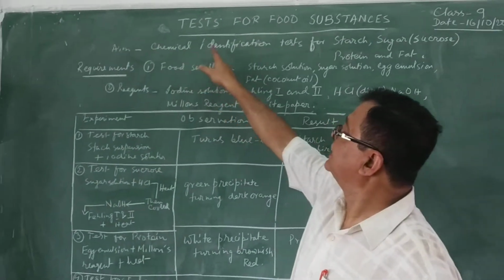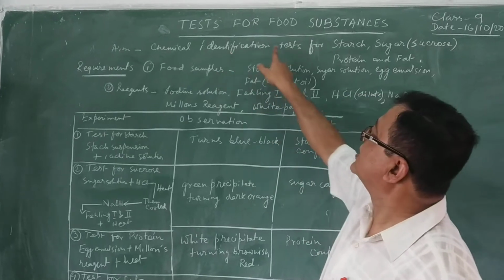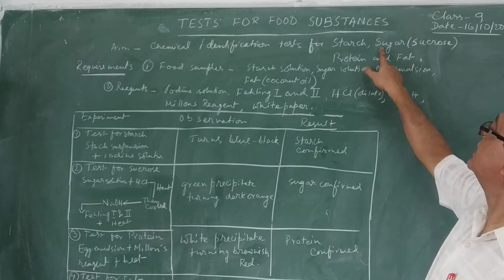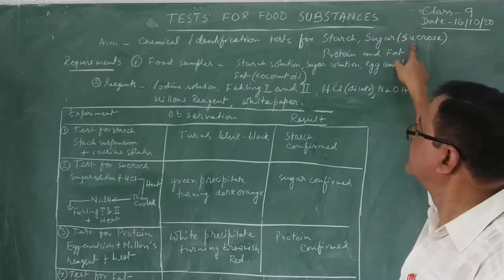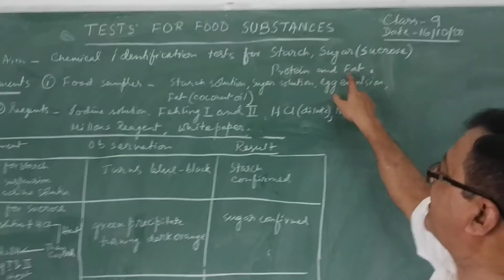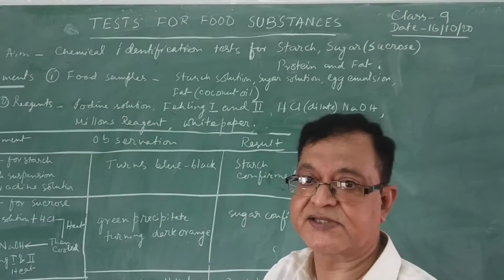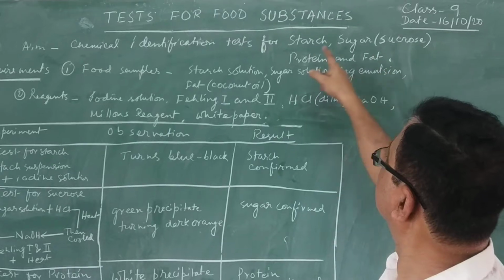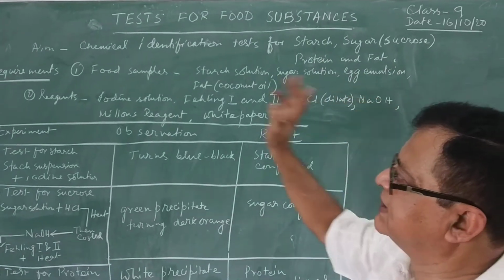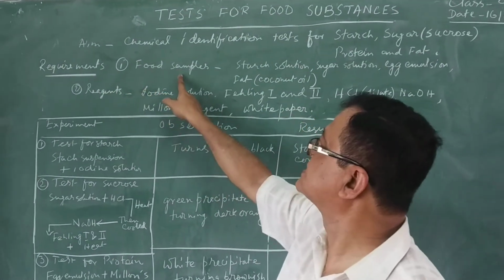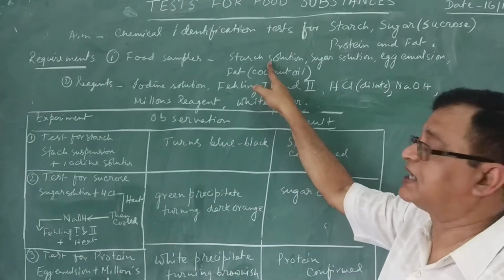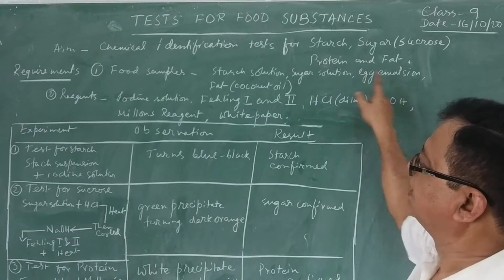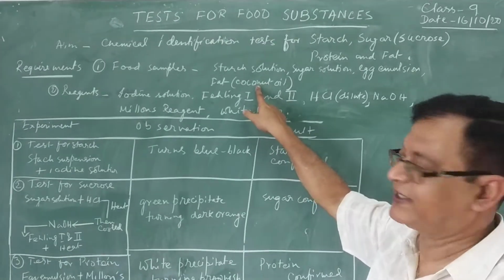Aim: chemical identification tests for starch, sugar, that means sucrose, protein and fat. We'll do the simple experiments for all those: sugar, starch, protein and fat. Requirements: the food samples, starch powder we have taken, starch suspension, sugar solution, egg emulsion and coconut oil as fat.